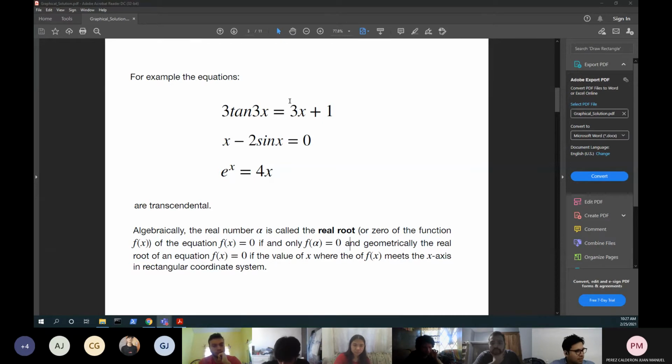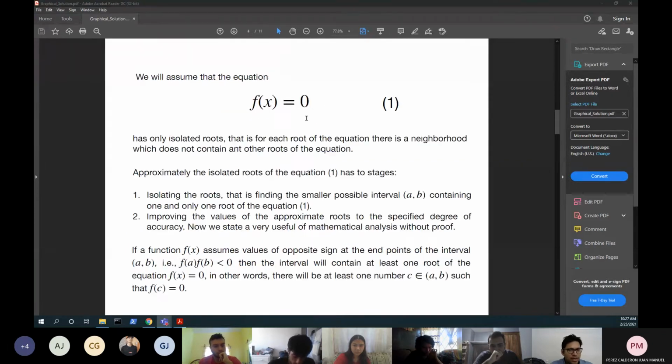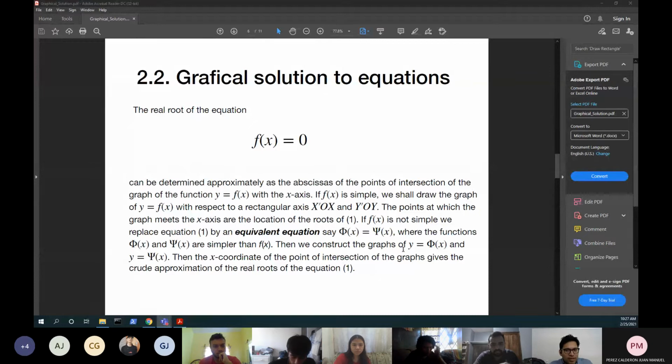We plot them separately. We make one plot of this one, and in the same plot, we do the plot of this one. With that, we construct the graph of both of them, and then the x-coordinate of the point of intersection between the two plots gives a crude approximation of the real roots of equation 1. So we have two options if you think about it. The first one is if f(x) is very simple, you just plot one line and you get the root by visually obtaining the intersection with the x-axis.